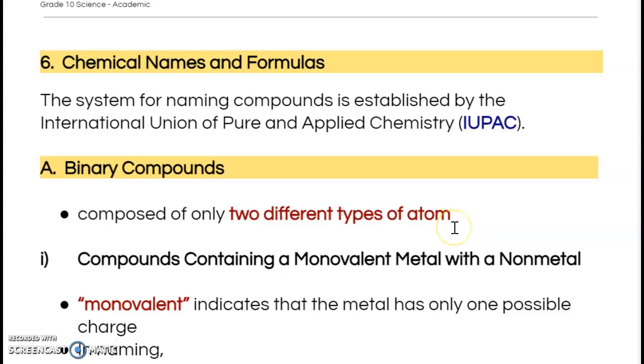All right, so now we're going to look at how we name certain compounds, and this is called nomenclature. There are a number of different types of nomenclature, and we're going to go through the first one here. The system that we use for naming compounds is established by the International Union of Pure and Applied Chemistry, or IUPAC. This is what we're going to be covering for the next three lessons for today.